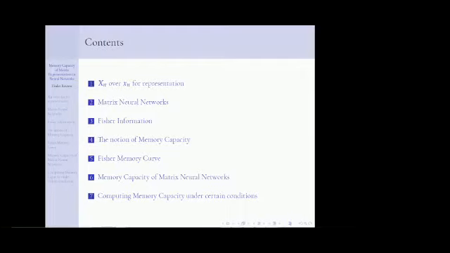That is what the first content is, capital Xn over small xn for representation. Capital Xn here is a matrix and small xn is a vector. Next, from the first slides, we will then deduce matrix neural networks, who introduced them, and exactly how they work.